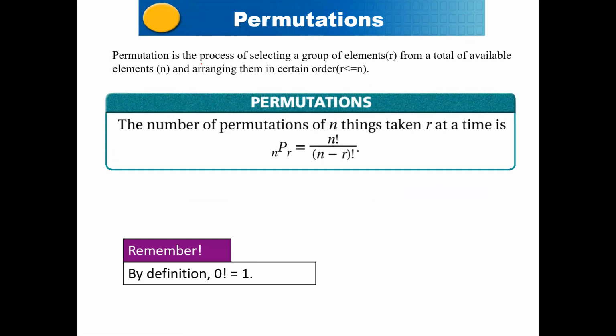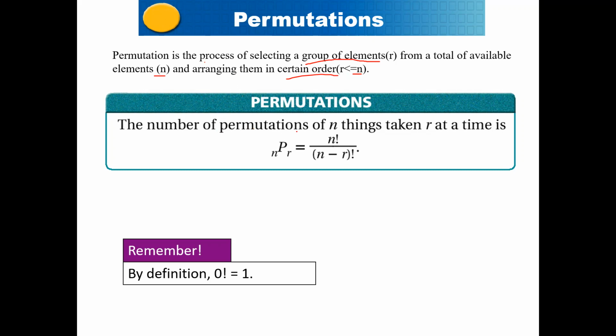So permutation is the process of selecting a group of elements r from a total of available elements n and arranging them in certain order, where r means group of elements less than or equal to n. n is the total of available elements. So permutation, how we'll calculate it.